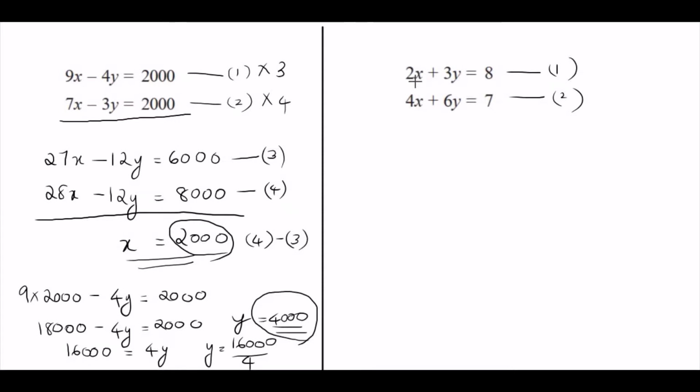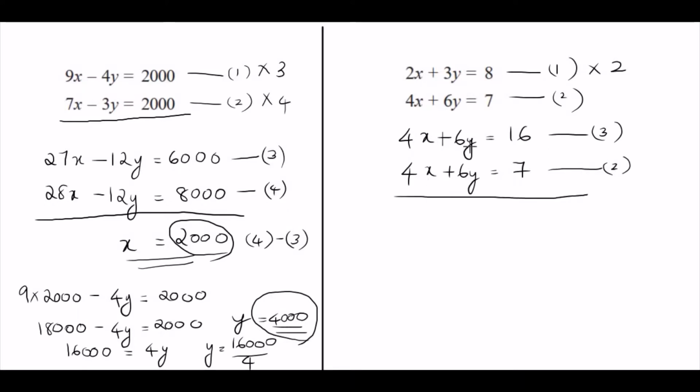If you want to make the coefficient of x the same, you have to multiply this equation by 2. So here I get 4x plus 3 into 2, 6y, is equal to 16. So this is our third equation, and our second equation is 4x plus 6y is equal to 7. Now you have got the coefficients of both x and y the same. So when you subtract, you're going to get both the variables eliminated.